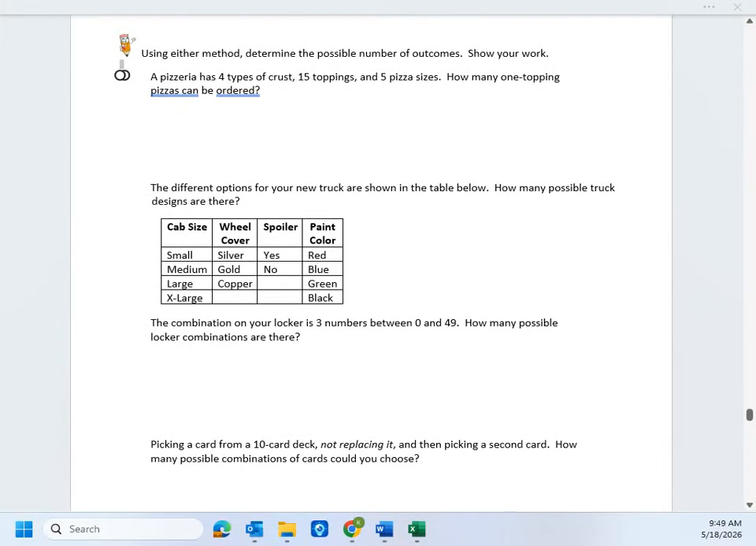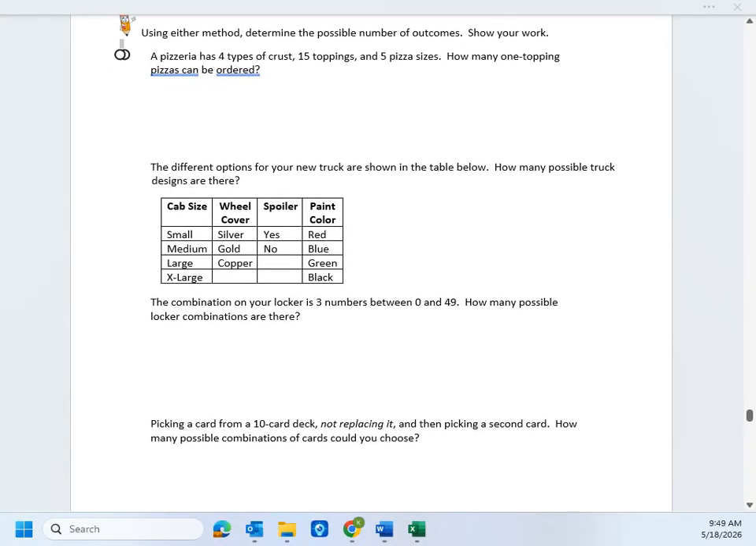Using either method, determine the possible number of outcomes. Show your work. So if you are doing the counting principle, I want to see your table. I want to see it labeled. I want you listing every event and how many outcomes for each event. I want you putting what operation you're doing to get your answer. I put my multiplication dot where I'm multiplying. That's going to help us next week when we are getting ready for our test, remembering what math we're doing. So let's look at the first one together.